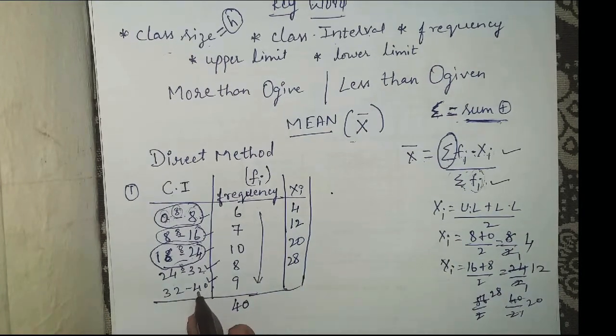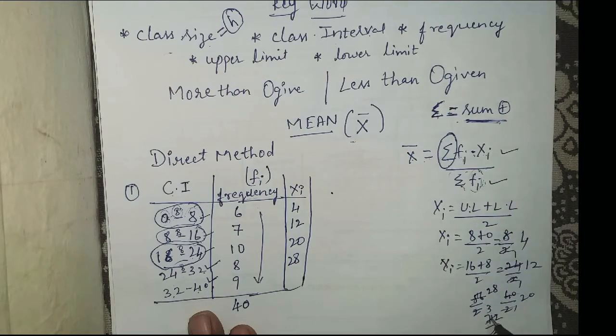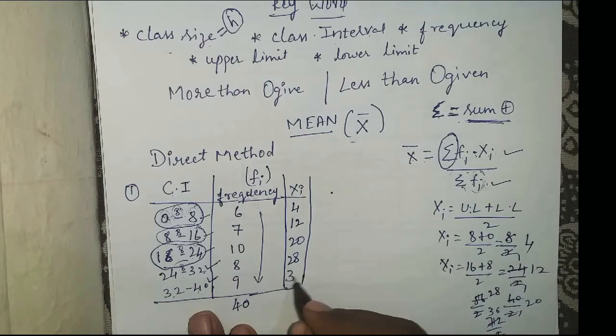So last one. What is the upper limit? And this is the lower limit. So 40 plus 32 is 72. 72 by 2, what is 72 by 2? 72 by 2 is 36.